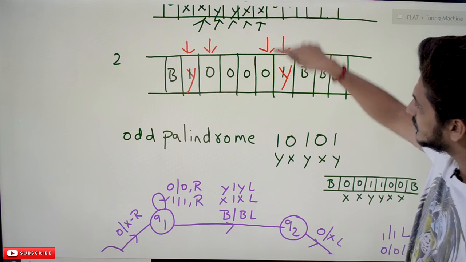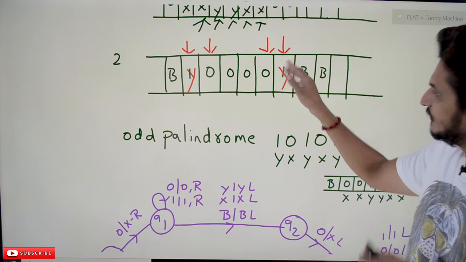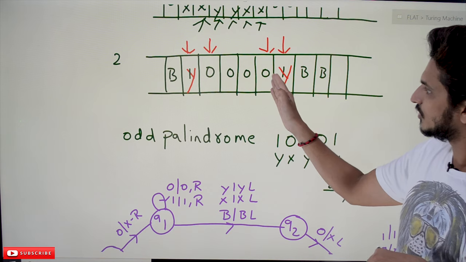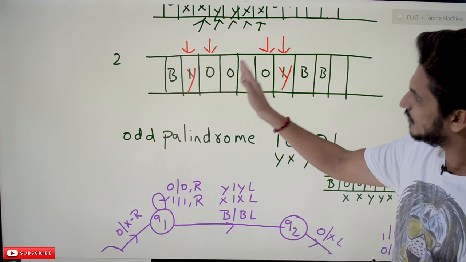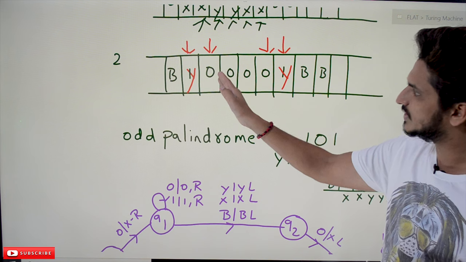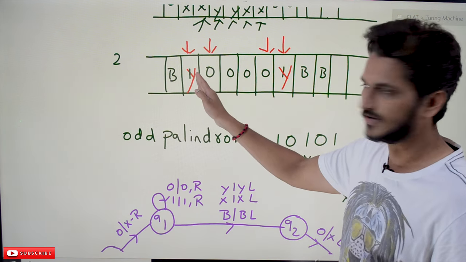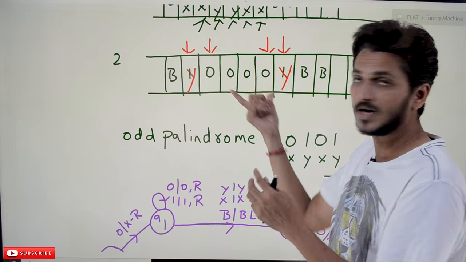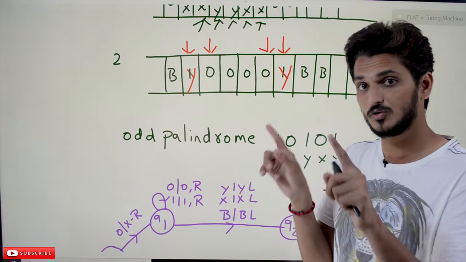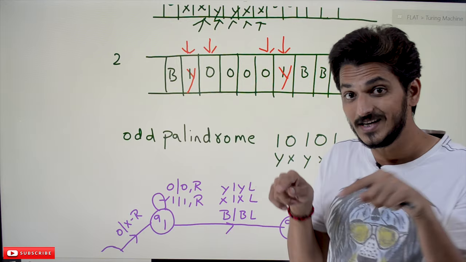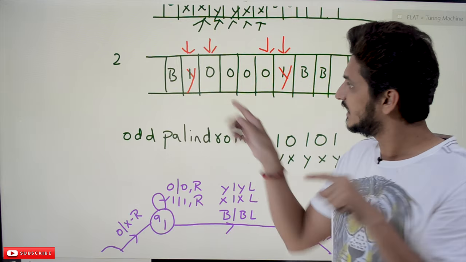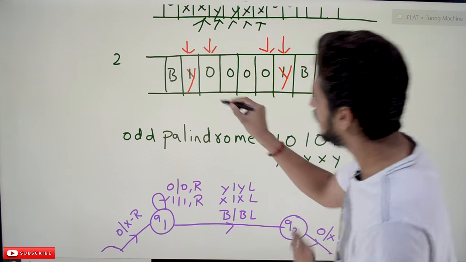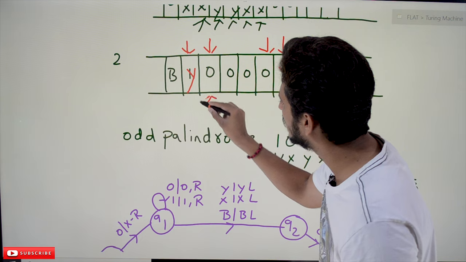Now we are at this position. If it is 0, we should not change it now. 0, move one step left. 0, move one step left. Why stop here? Yes, stop it, because the input is over. Only the middle part of the input is left. The remaining two input symbols we already changed. So whenever it is y, stop. Move right. Now we will be at this position.